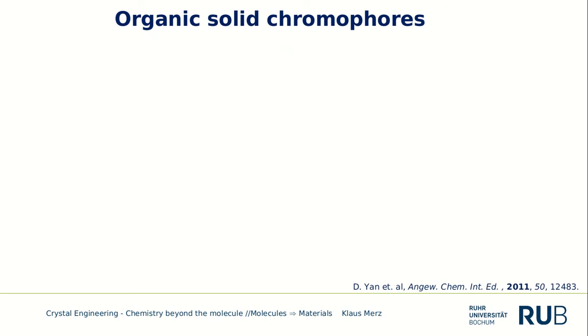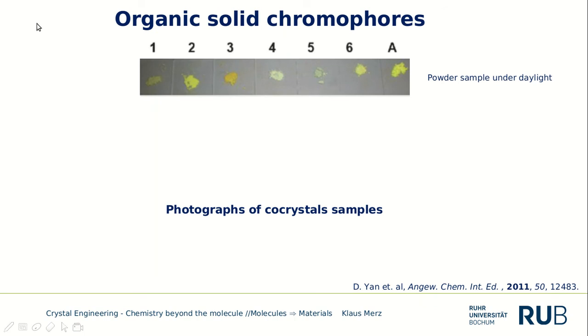Have a look at the results. There are some photographs of his co-crystal samples: 1, 2, 3, 4, 5, 6 and A, the powder samples under daylight. A is always the fluorescent molecule, B, C and so on are the coformers. This is co-crystal 1 from AB, co-crystal 2 from AC, and so on. All of them are compared with the fluorescent molecule A. I would say there's no really big difference under daylight.